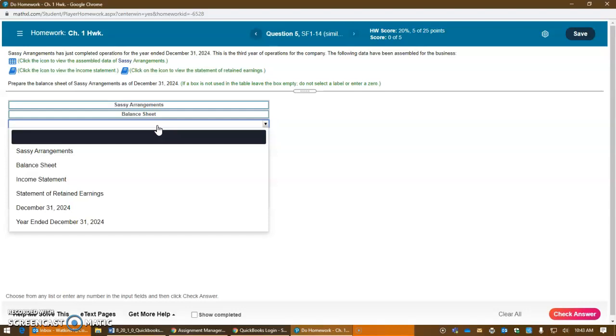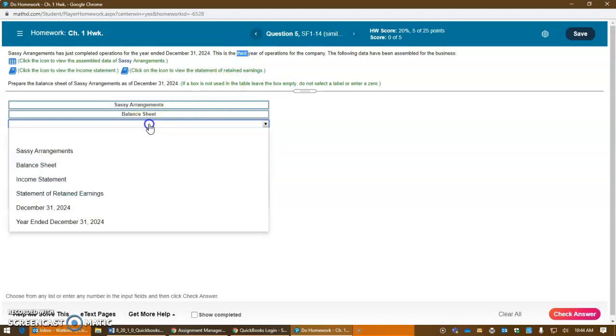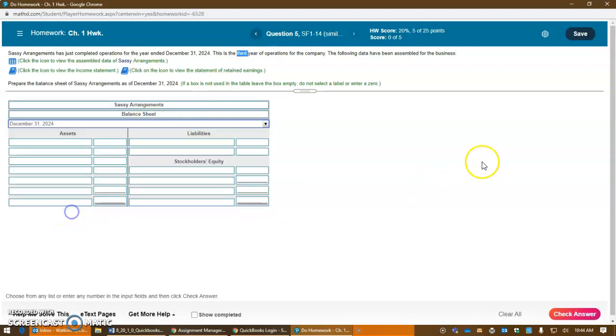Like the income statement was just for a year. The retained earnings statement was just for a year. The balance sheet, the beginning date is when they first opened their doors. So that could have been 5 years ago, 3 years ago. And if you read, that's actually 3 years ago for this company. So we're just going to put the date, December 31st, 2024.